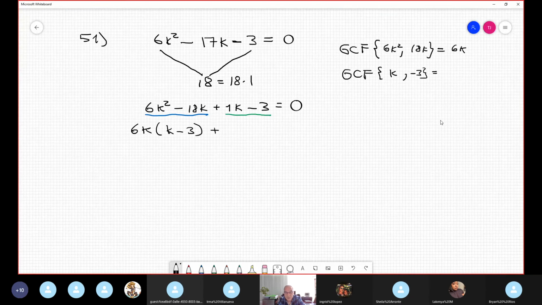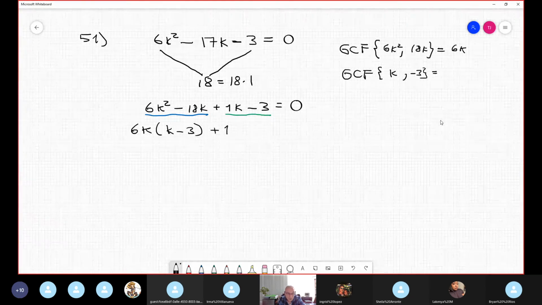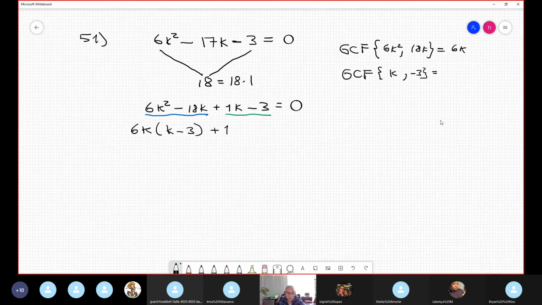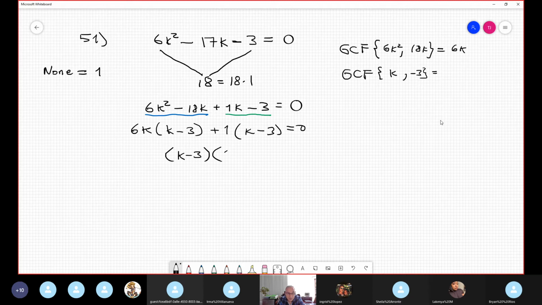Okay, it's obvious that the GCF in the second couple is 1, because we have no GCF, and to say none is synonymous in this case with 1, because 1 is an invisible factor, no? So we have k minus 3. Okay, super. And k minus 3 is a common factor. I factor out one more time. Inside the second we have 6k plus 1.